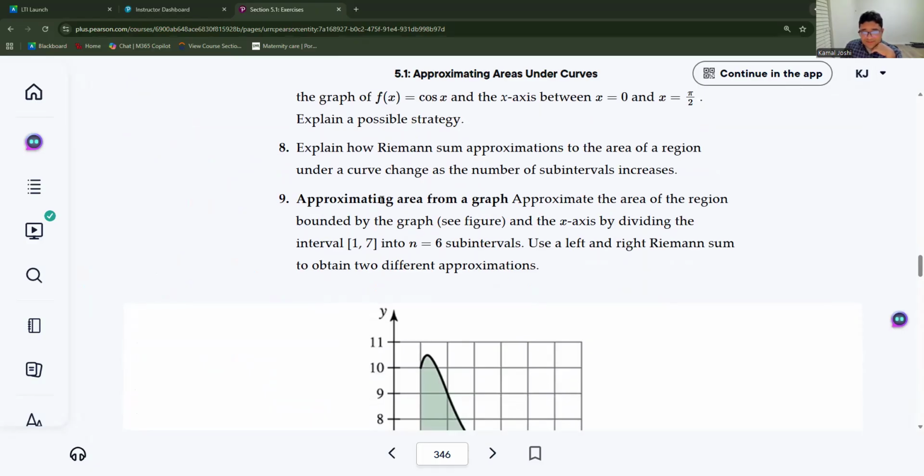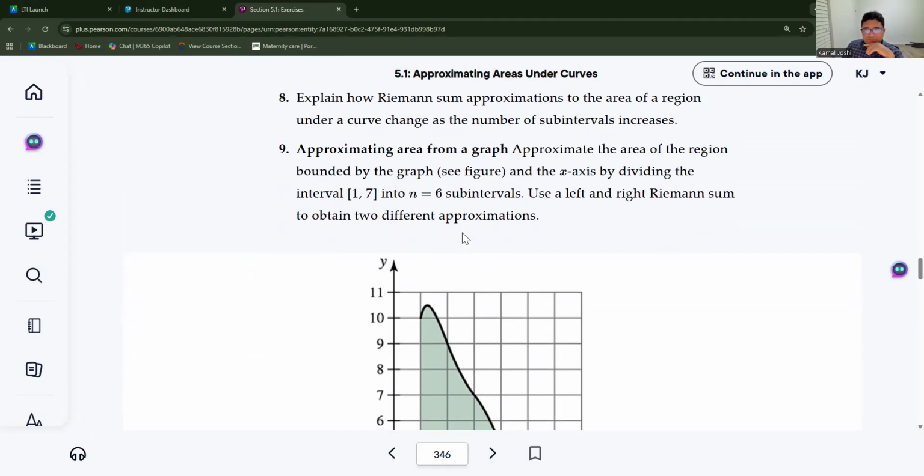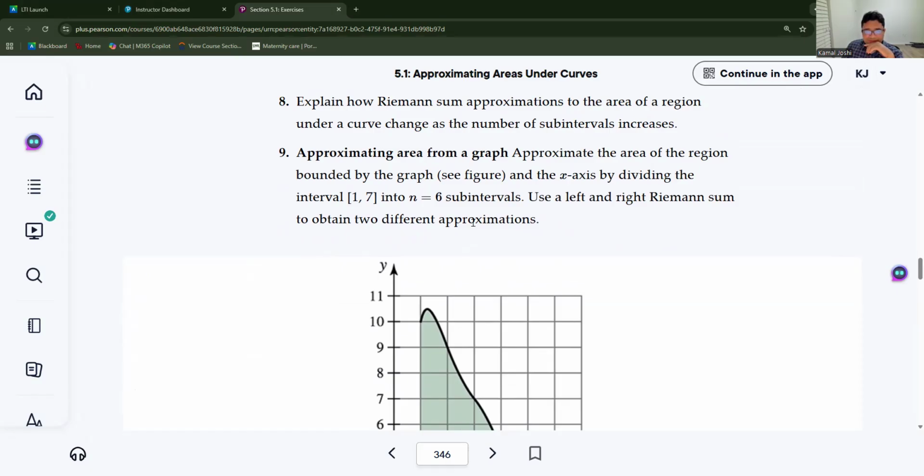Explain how Riemann sum approximations to the area of a region under a curve change as the number of subintervals increases. I think we talked about it enough number of times. The approximation becomes better when you increase the number of subintervals.